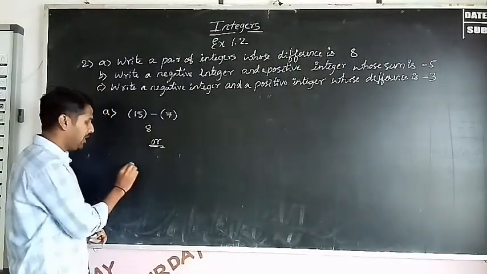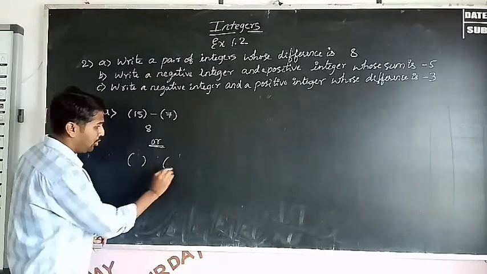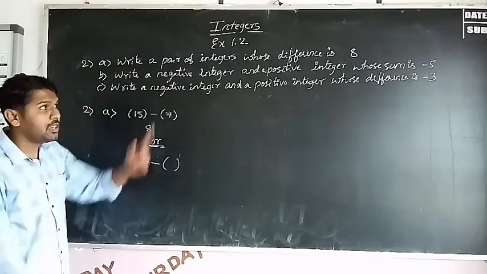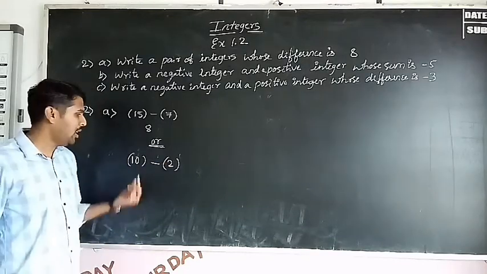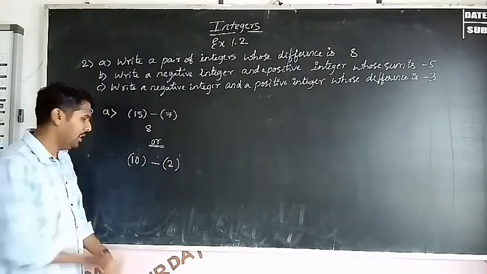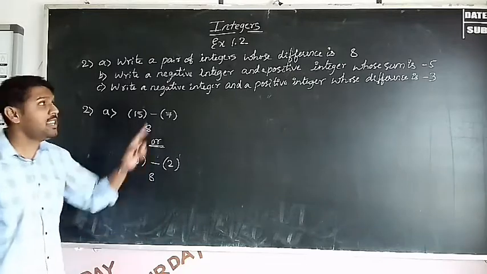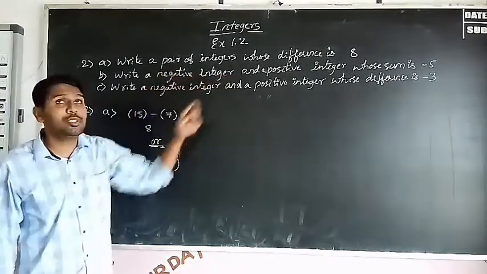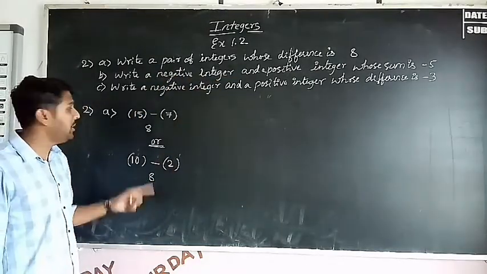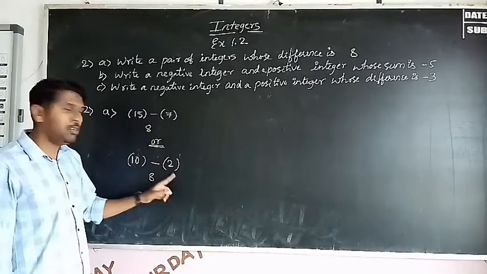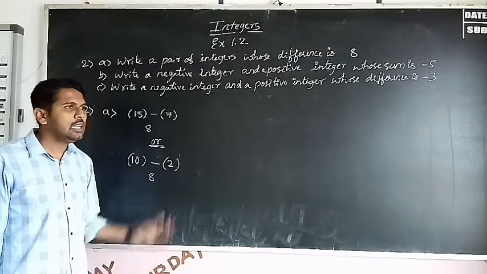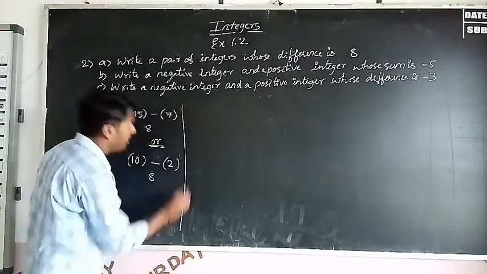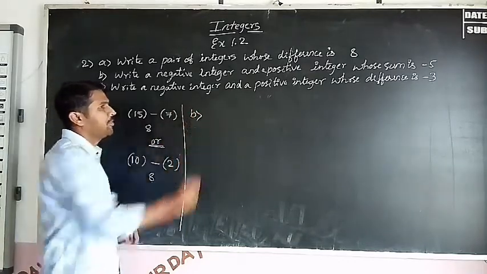Or you can take two integers whose difference must be 8. 10 and 2. 10 minus 2, how much? 8. So these are the first one. Write a pair of integers whose difference is 8. What are the pairs? 15, 7; 10, 2; 11, 3; 12, 4. Some numbers are there. You can write them.